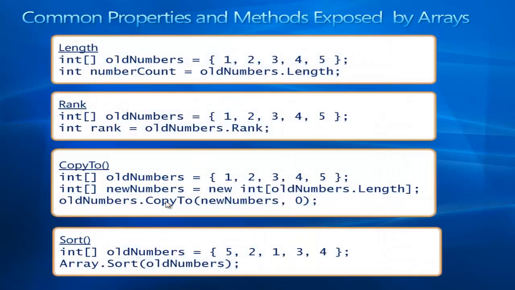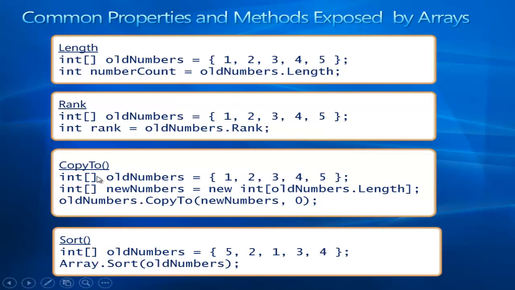Now let's look at some of the functions, or some of the properties, which are built into the array. So array has the Length, which will give you the count of elements within the array, which you are already familiar with. The Rank of the array will give you the dimension of the array. It just says it has only one dimension, so the rank will be 1. You can also use the CopyTo function to copy from one array to the other.